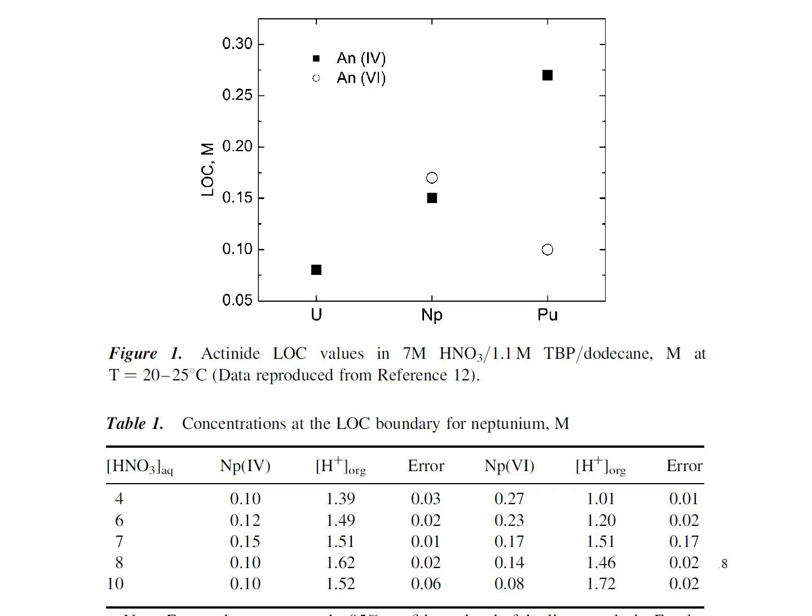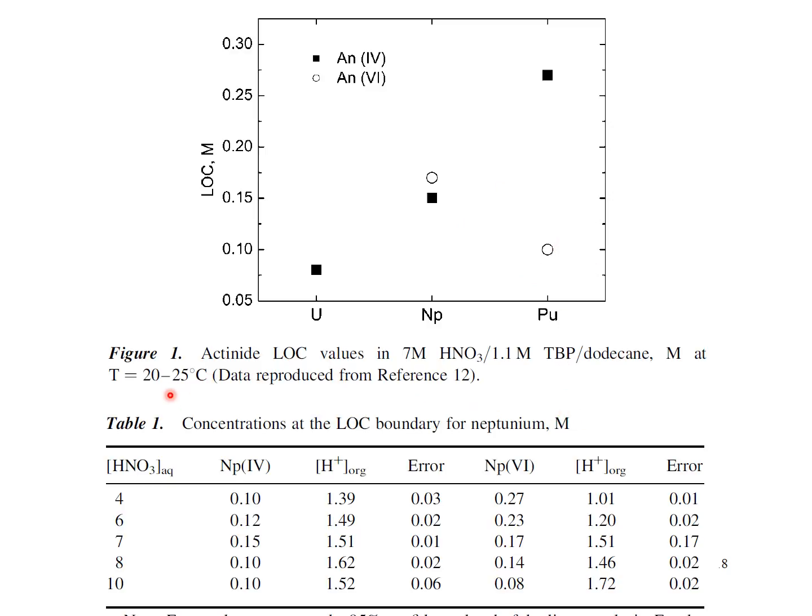Here's the data showing some limiting organic concentration of actinide ions in 7 molar nitric acid, 1.1 molar tributyl phosphate in dodecane at 20 to 25 degrees. What's shown here, there's a trend for tetravalent metal ions, that as we go from uranium to plutonium, the limiting organic concentration increases, while for the hexavalent metal ions, under these conditions, uranium does not form a third phase, neptunium does, and plutonium forms it the easiest.